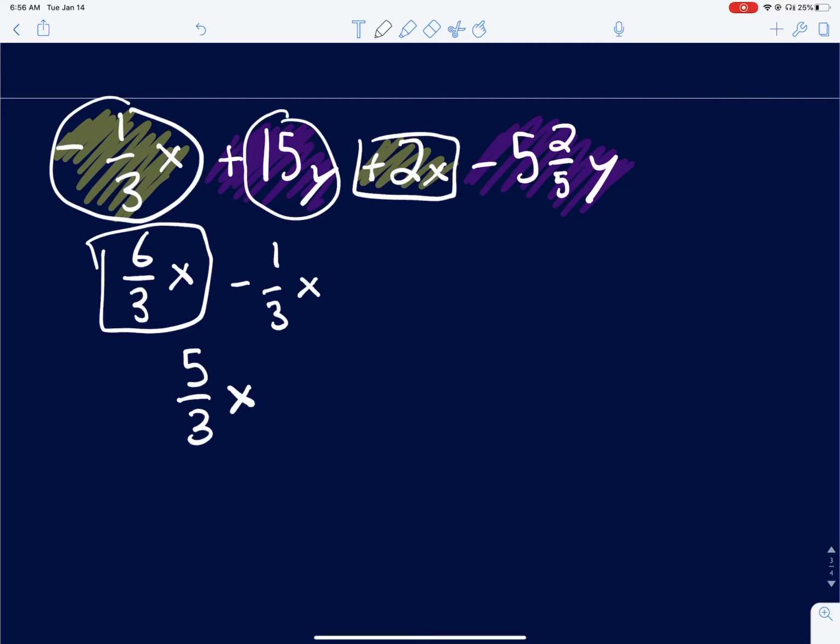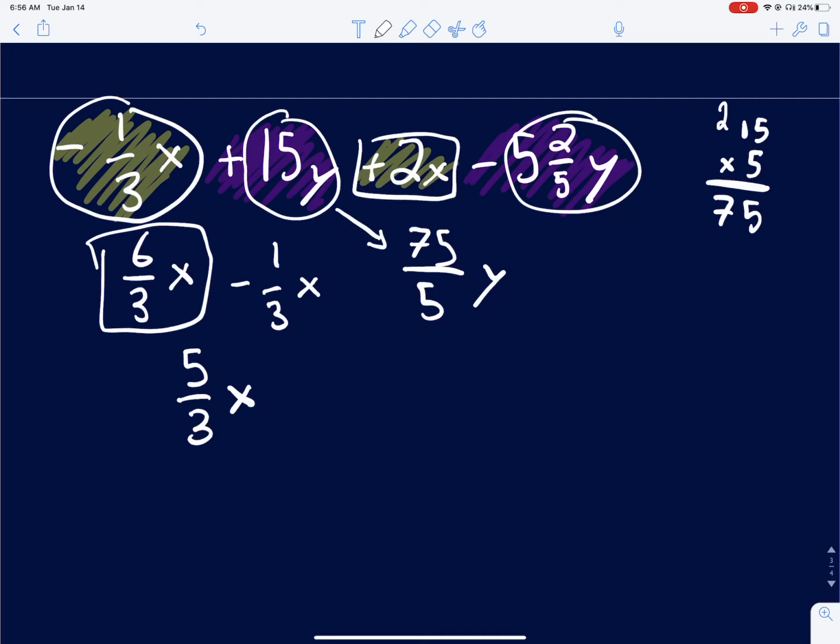Okay, let's work on these y's up here. I have 15y and 5 and 2/5 y. We can go ahead and make both of those improper fractions too, if that seems like it'll be the easiest thing to do. So 15 times 5, let's just go ahead and do that over here. We want to make it a 5 on the bottom. 5 times 5 is 25. Carry our 2, 1 times 5 is 5, plus 2 is 7. So 75 over 5y. That's what these two are. Okay, and we have negative 5 and 2/5. So that's going to be 5 times 5, which is 25, plus 2, which is 27 over 5y.